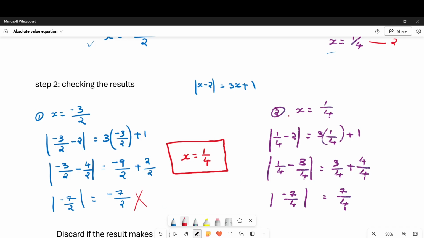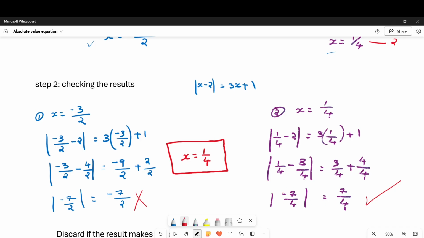Okay, we go for the right side, the other option, the other value of x is equal to 1 by 4. So the absolute value of 1 by 4 minus 2 is equal to 3 into minus 1 by 4 plus 1. So while computing, we'll have an answer on the left hand side, minus 7 by 4, which is equal to 7 by 4. Yes, correct. 7 by 4 is equal to 7 by 4. So this answer is correct. So we consider this as the correct value.